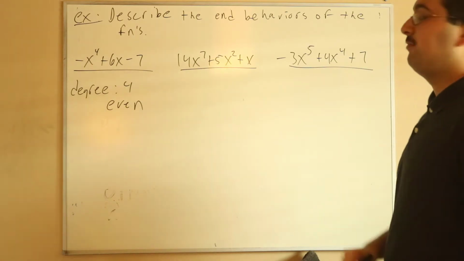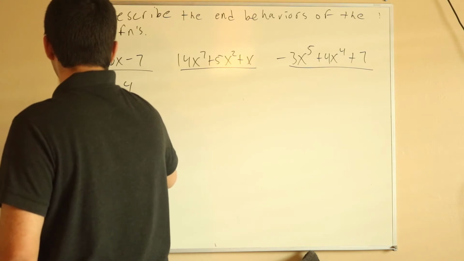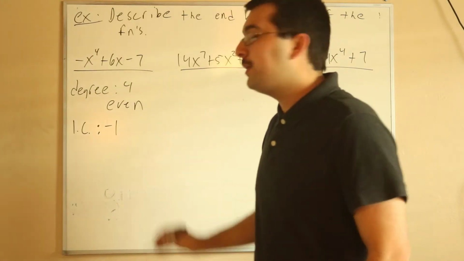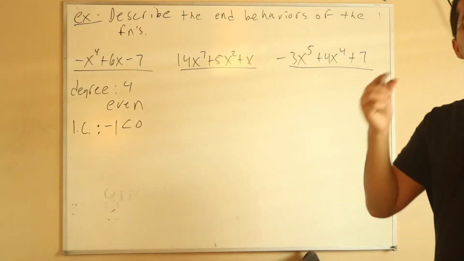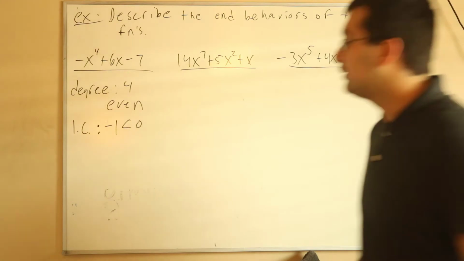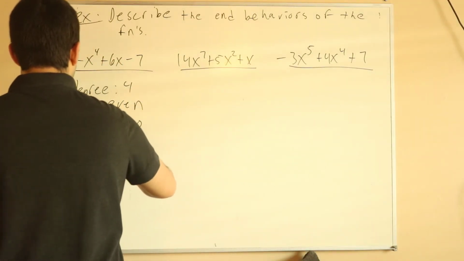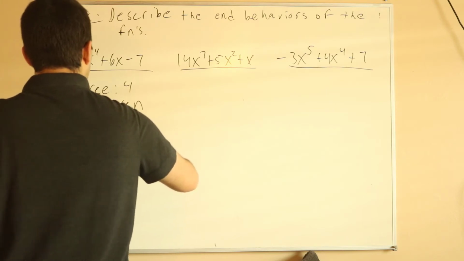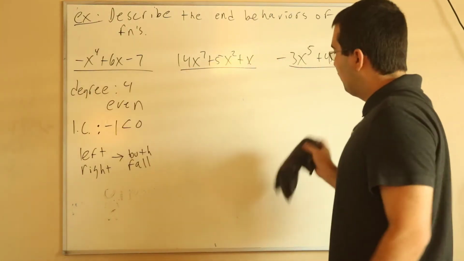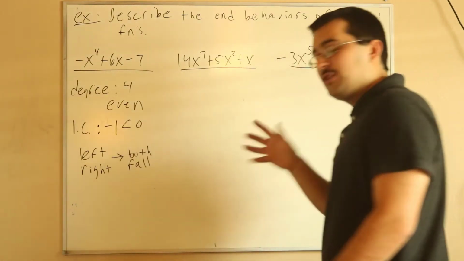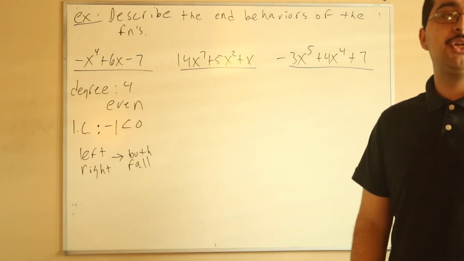Now then, let's identify our leading coefficient. And our leading coefficient can be seen quite easily as being -1. And -1 is in fact less than 0. So bringing that all together, we understand that both the left and the right need to fall. Both fall. Okay? And so that's it. When it comes to using the leading coefficient test, it's as straightforward as that. Just identify the proper components and then piece together the information they give you.